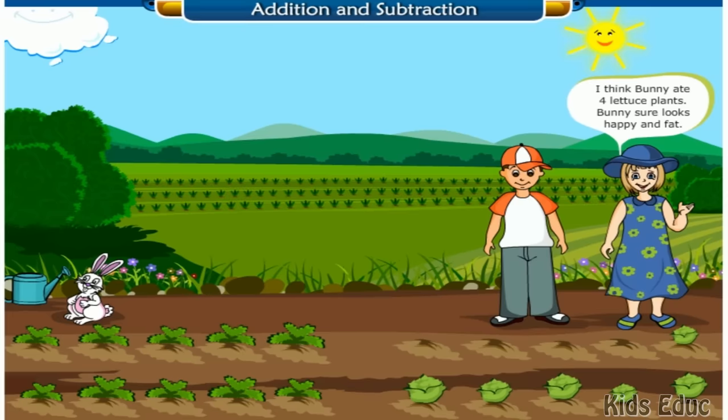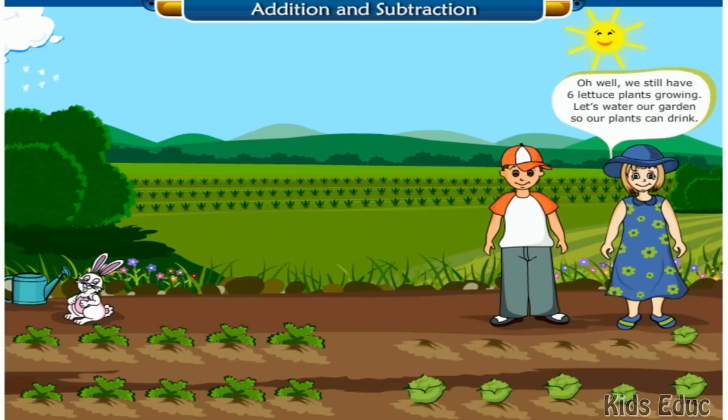I think Bunny ate 4 lettuce plants. Bunny sure looks happy and fat. Oh well, we still have 6 lettuce plants growing. Let's water our garden so our plants can drink.